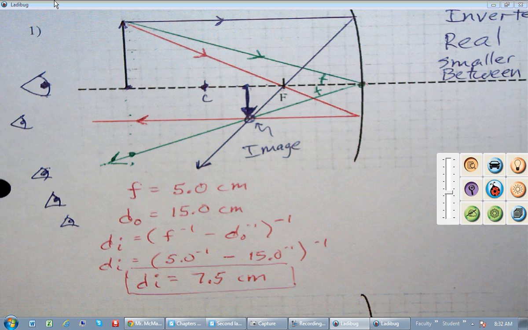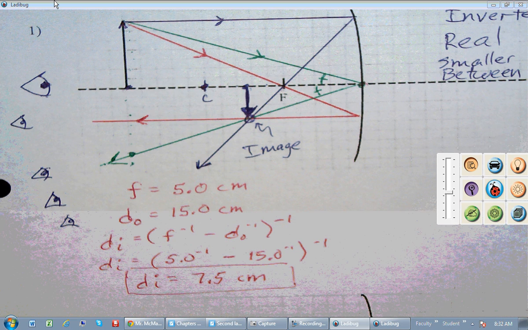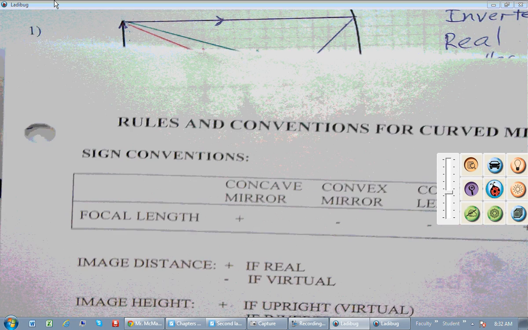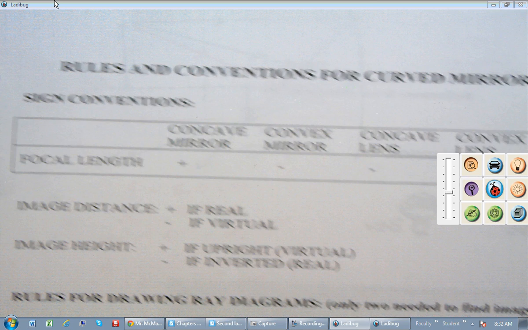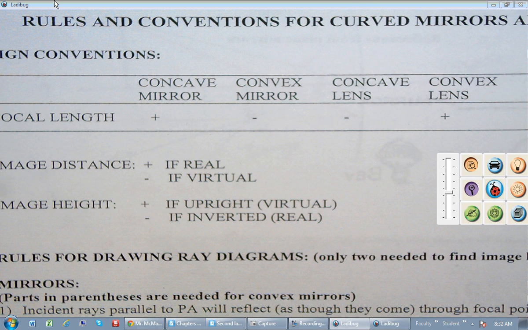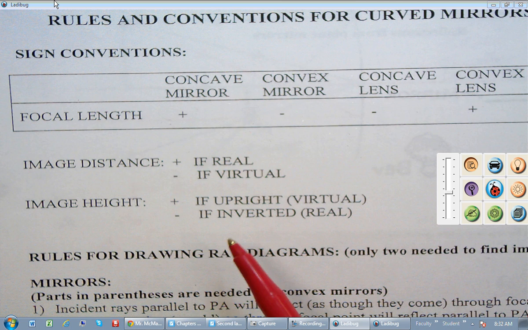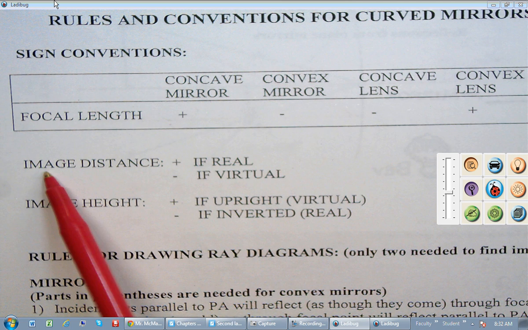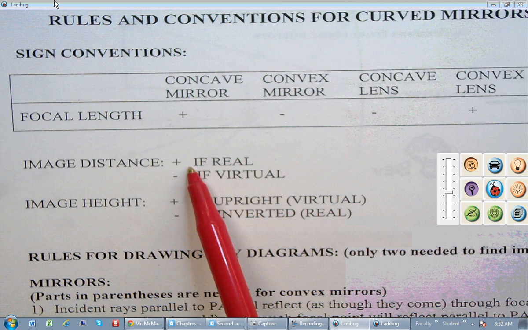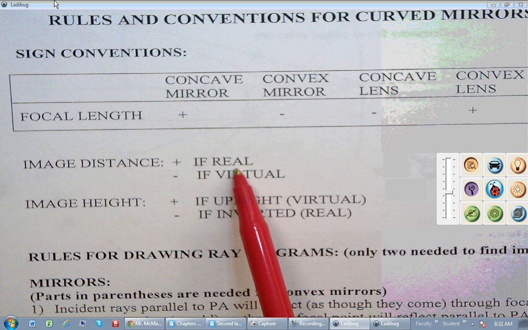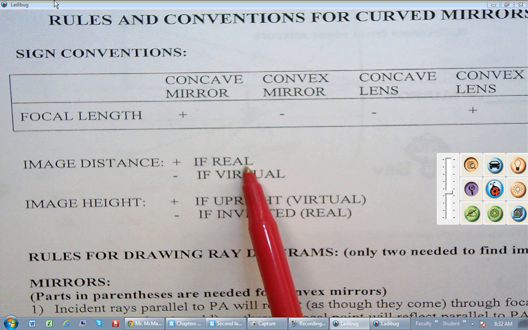The other thing to consider is what we call sign conventions. So at the top of page 27, I'll show you some sign conventions. For our mirrors, we're dealing with a concave mirror, so we used a positive number on our focal length. That was our positive 5. And if we come out with an image distance that's positive, that means that it will be a real image.